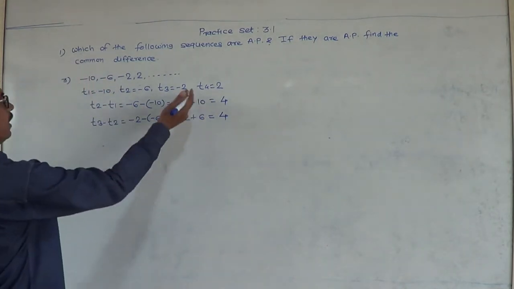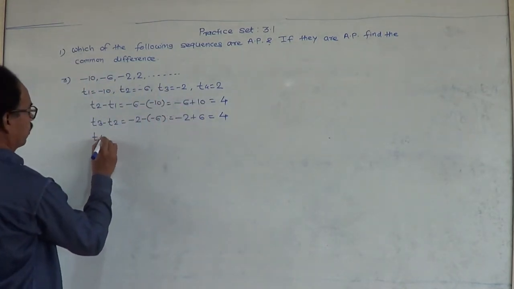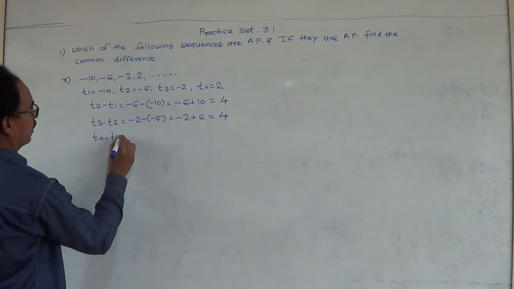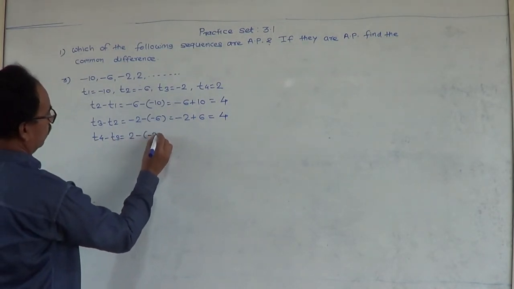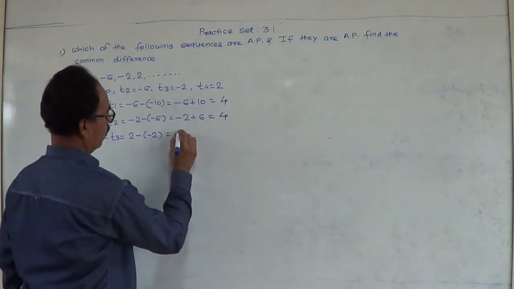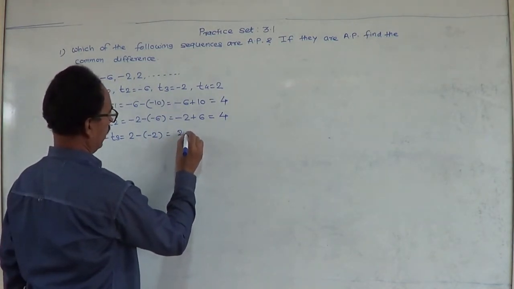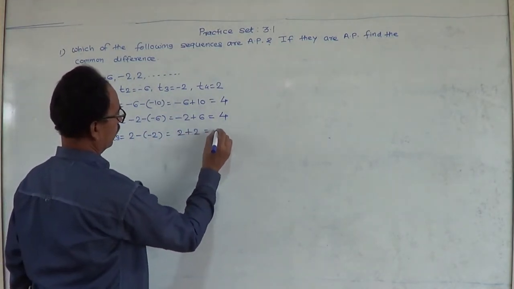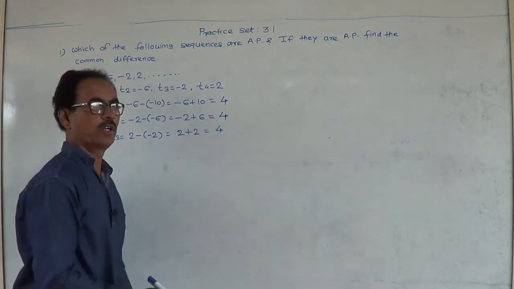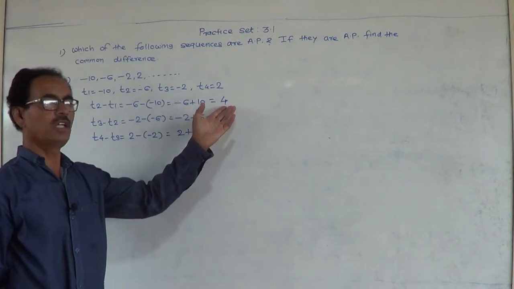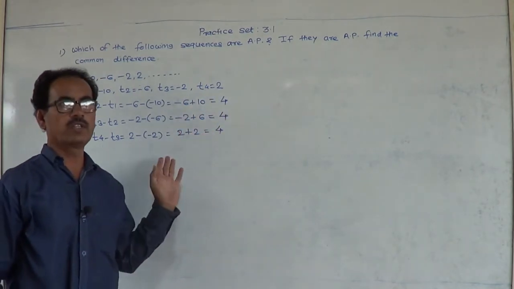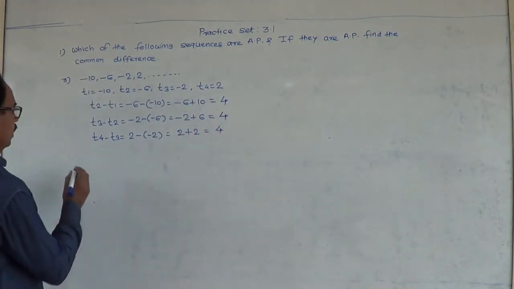Again T4 minus T3, that is 2 minus -2, and we get 2 plus 2, that is equal to 4. So here the difference between two consecutive terms is constant, that is 4, and so the given sequence is AP.